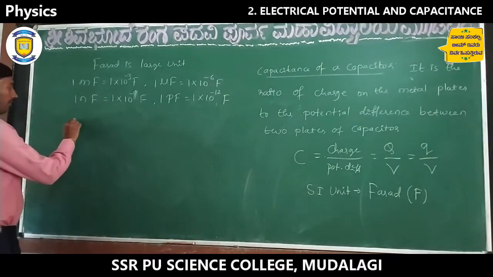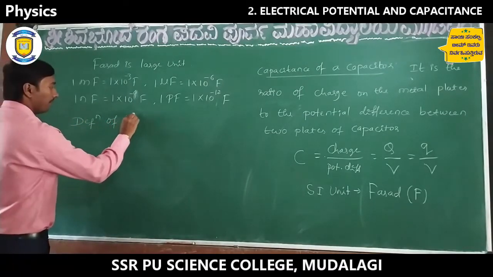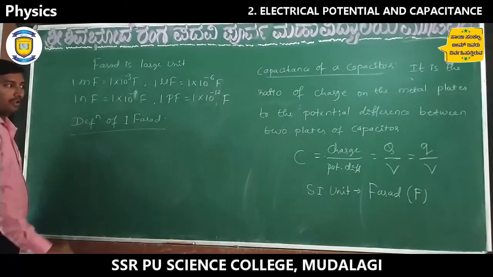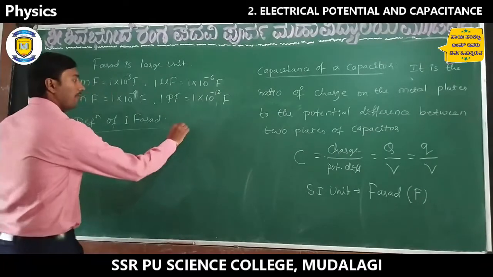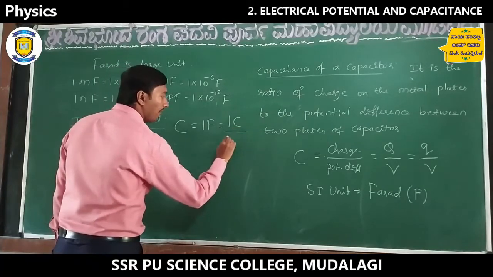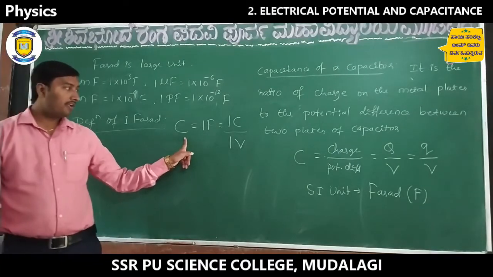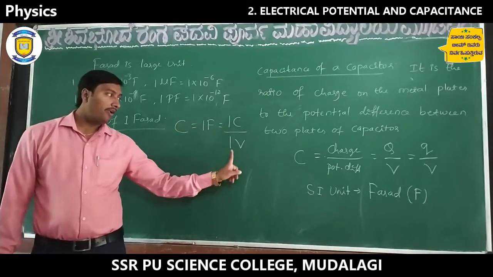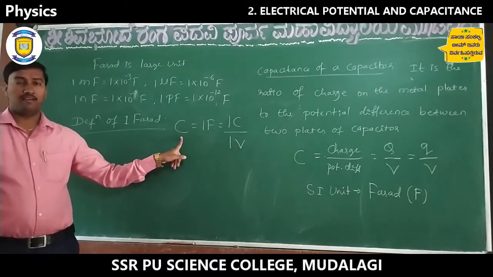Next, the definition of 1 farad. When does the capacitance become 1 farad? You know C equals Q by V. So capacitance is 1 farad when 1 coulomb of charge is divided by 1 volt of potential difference. A capacitor is said to be 1 farad if the charge on the metal plates is 1 coulomb and the potential difference between the two plates is 1 volt. Then the capacitance is said to be 1 farad.